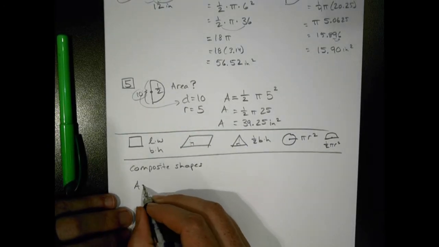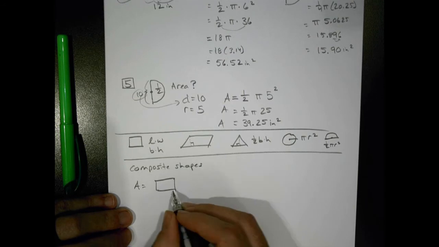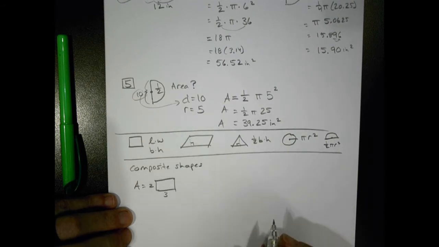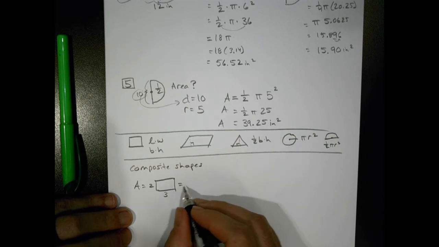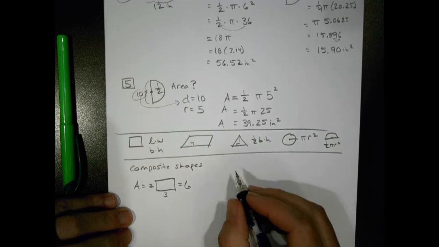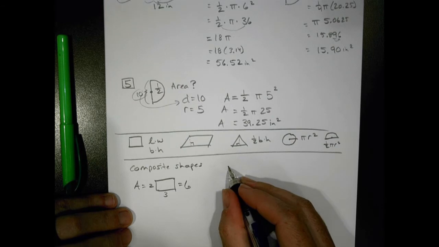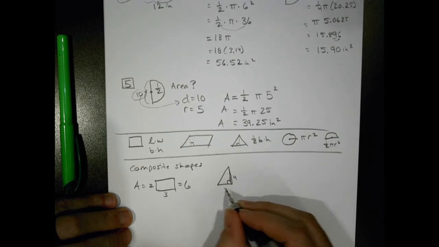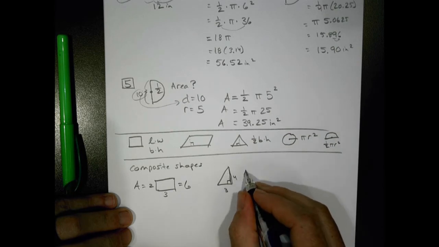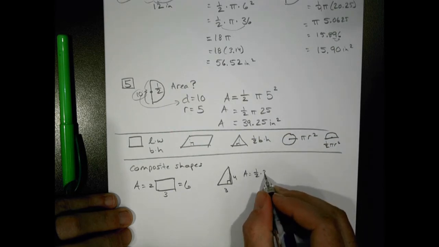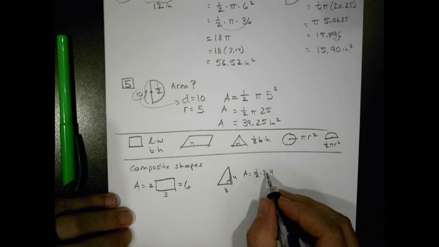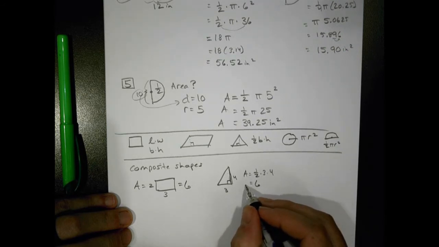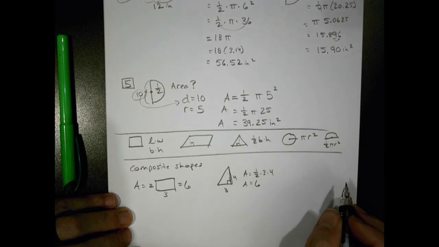So for example, if I know the area of a rectangle, and it has a base of 3 and a height of 2, then the area is going to be equal to 2 times 3 is 6. If I have a triangle, and it has a height of 4 and a base of 3, I could find the area of that by doing 1/2 times 3 times 4, and we have 12 times a half equals 6. So the area of that triangle is 6.